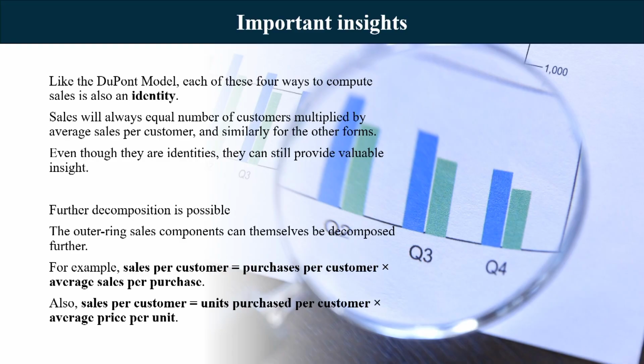Let us try to look into some of the important insights. Like the DuPont model, which decomposes the performance of a business from two dimensions. One is profit in comparison to sales and another is sales in comparison to the total assets of the organization. So, like the DuPont model, each of these four ways to compute sales is also an identity. I have already mentioned that each of these formulas is termed an identity.